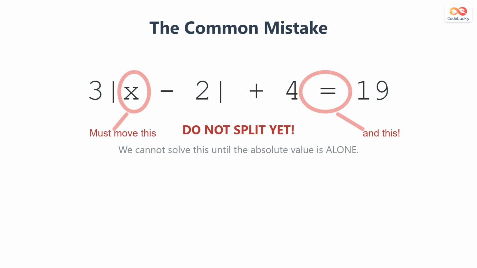Here is an equation. 3 times the absolute value of x minus 2, plus 4, equals 19. Many beginners try to split this into two cases immediately. Do not do that. You cannot split the equation until the absolute value part is completely by itself on one side of the equal sign.